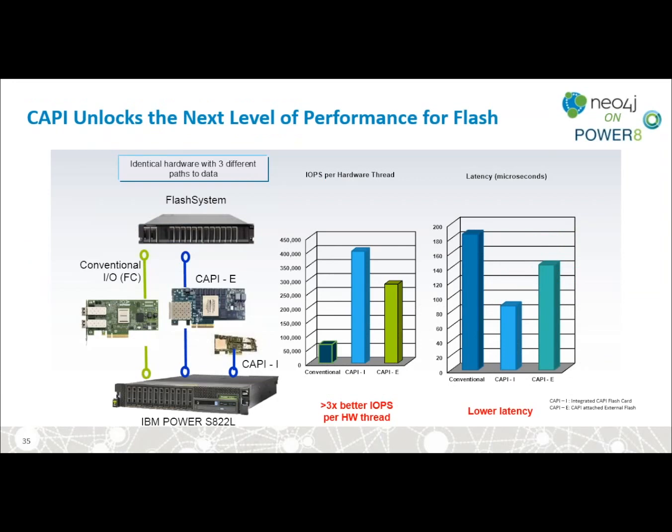What does it mean, right? I mean, why do we do this? There are a couple of key reasons. Number one, we have almost 3x better IOPS per hardware thread with this option. So attaching Flash via conventional I/O versus attaching it with either the integrated CAPI Flash or with an external CAPI Flash configuration, we can drive almost greater than 3x better IOPS per hardware thread.